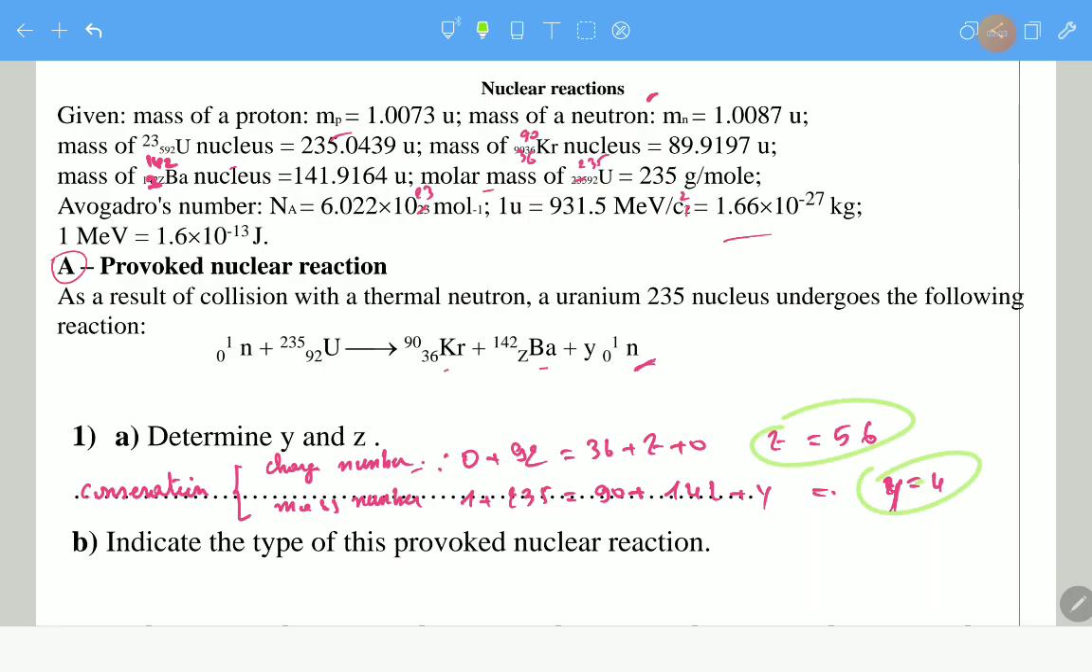Okay. So, the second question is to indicate the type of provoked nuclear reaction of this type. What is the type of this reaction? As you see, this reaction is the fission nuclear reaction.